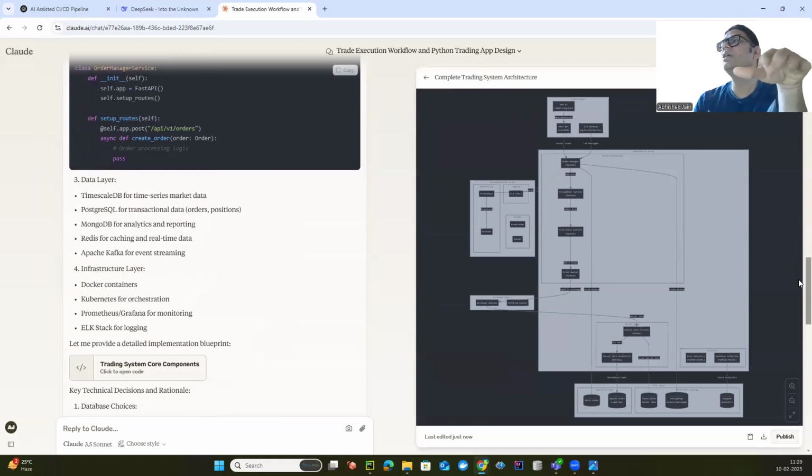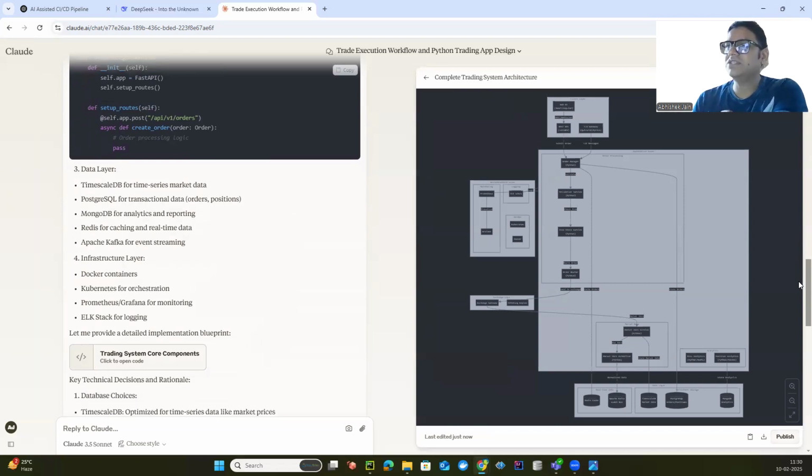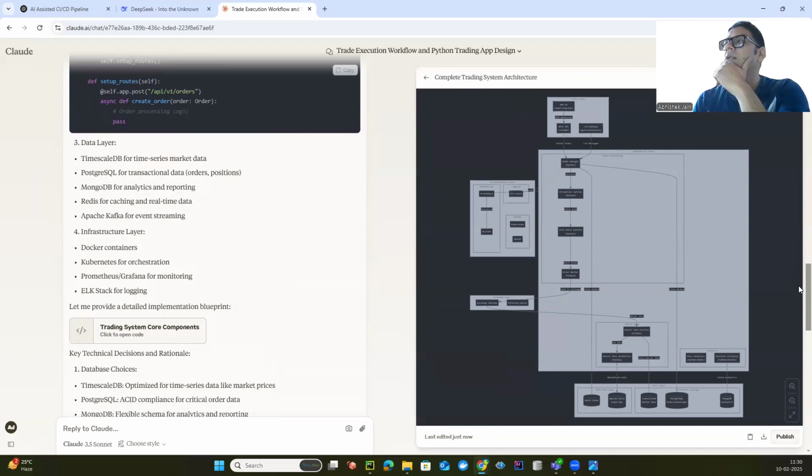ChatGPT seems to be at the very beginning level, then DeepSeek R1, and then Claude when it comes to architecting the trade execution, because this gives us more insight into how each component should be designed, and it's giving us more information. So specifically for this data layer, right? TimescaleDB, because we really need time series market data.